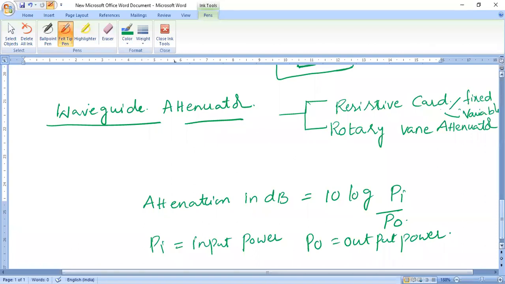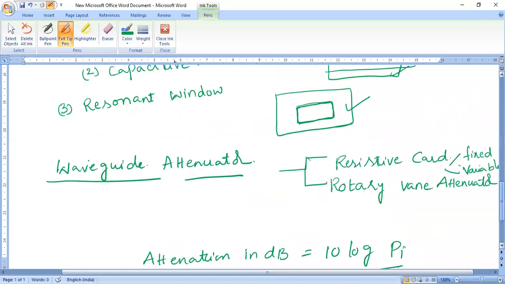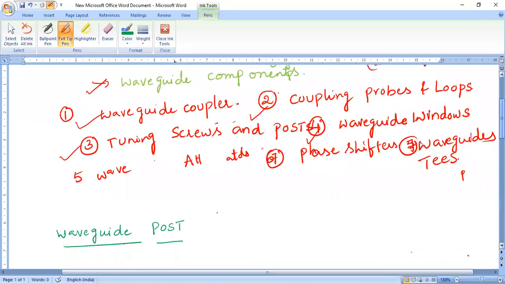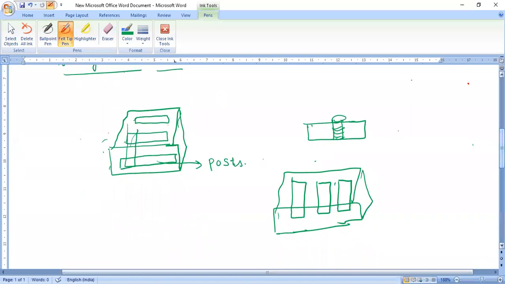We will see. Till now, whatever points we discussed, is it clear to all of you? Initially we discussed waveguide couplers. There are two types of couplers we discussed, small probe coupler and loop couplers. Next we discussed tuning screws. Next we discussed waveguide posts. Next waveguide windows also we discussed. I'll send the PDF of this. Please go through this. Understood? Any doubts? Clear, ma'am, till now it is clear.